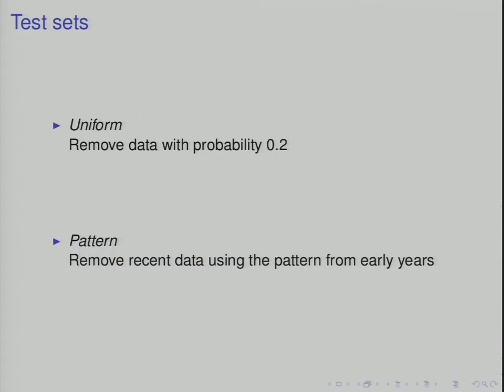And so we try to make the setup a bit more realistic. We use the pattern of missing data from the early years, where we have lots of missing data. We use that pattern, and in the recent years, we have lots of data. So we use that missing value pattern to remove data from the recent years. So we have the same missing value pattern as in the real case. So that should somehow simulate the real problem.